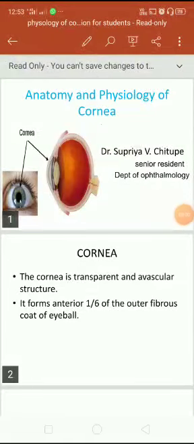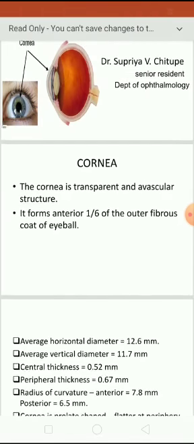Good afternoon everyone. Today we will be dealing with anatomy and physiology of the cornea. As we all know, the cornea is a transparent and avascular structure. It forms the anterior 1/6 of the outer fibrous coat of the eyeball.